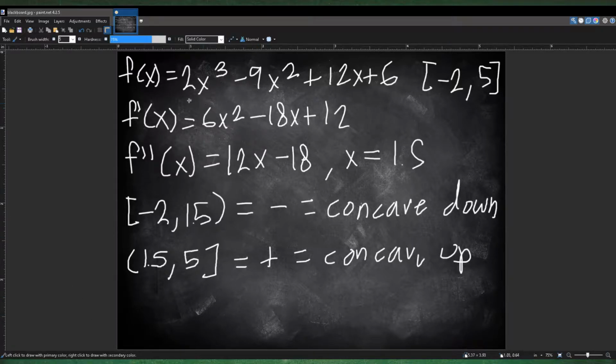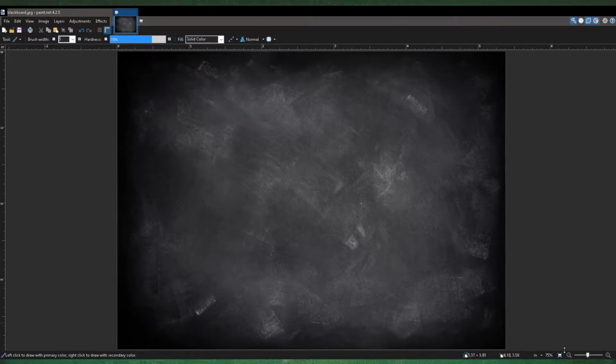Because if we have a cubic, 2x cubed minus 9x squared plus 12x plus 6, which is just a cubic function, we have something like this. At this point, right here, let's say this is 1.5, then this is concave down. The first part is concave down from -2 to 1.5, and then 1.5 to 5 is concave up. So it makes sense. Okay, so that basically covers everything for concavity and how you can find it using second derivatives. And now let's move on to inflection points.